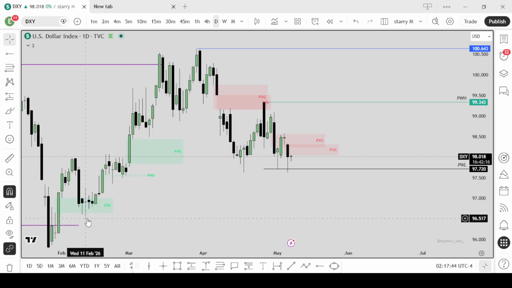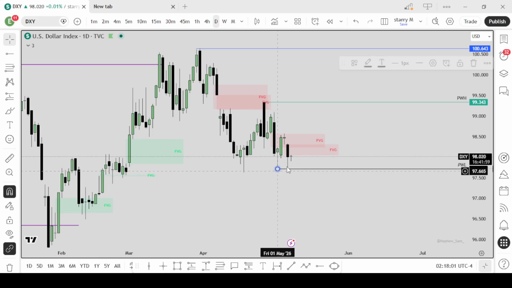But we are just going to look at the market structure. If one hour aligns with the 15 minutes, we can be assured of a trade. But if there's no alignment, we just stay out and wait until the structure forms and the structure aligns.